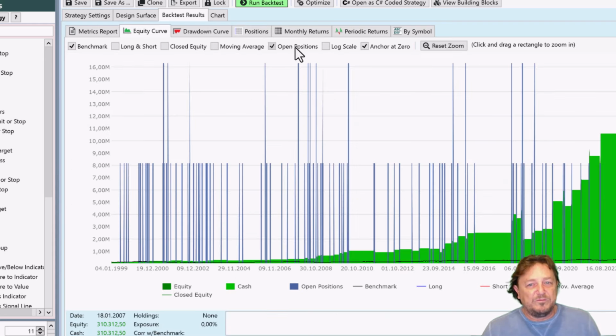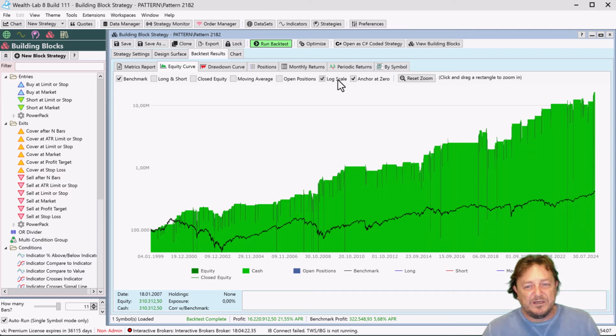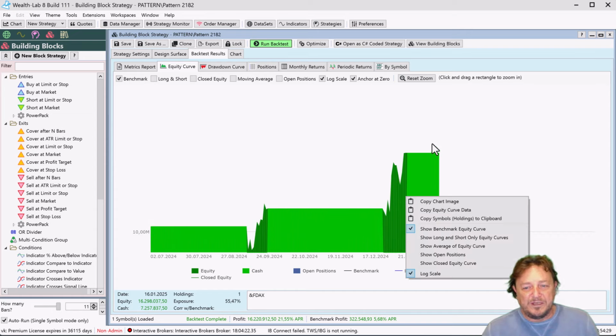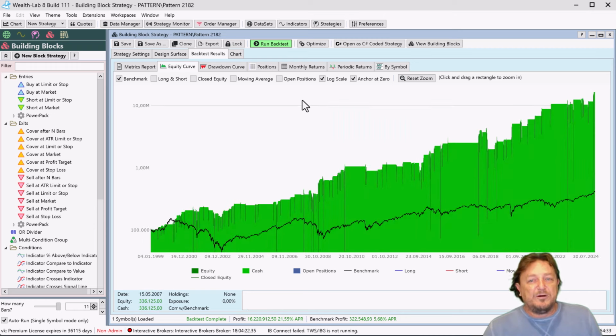And we take these open positions out and we put it in log scale here. It looks pretty much the same, but it's log scale. So this is 1 million we reach after 10 years, and times 10 basically. And then 10 years later, we are at 10 million. And now the equity curve is, let me zoom in here. We are here at, where are we? 16 million, as I said earlier. So yeah, that's just a fantastic strategy.